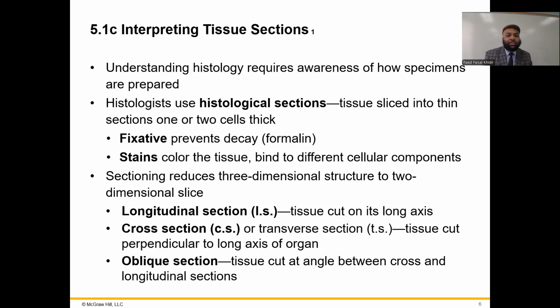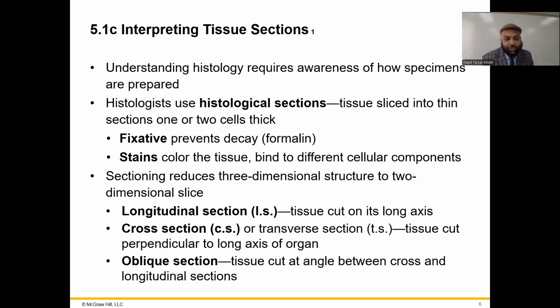In the longitudinal section, the tissue will be cut on its long axis. And there is a cross section, or a transverse section, where the tissue is cut perpendicular to the long axis of the organs. There's an oblique section. An oblique section is when the tissue is cut at an angle between the cross and the longitudinal sections.